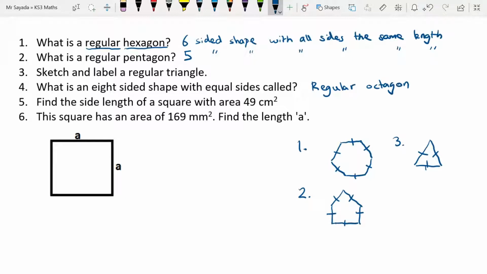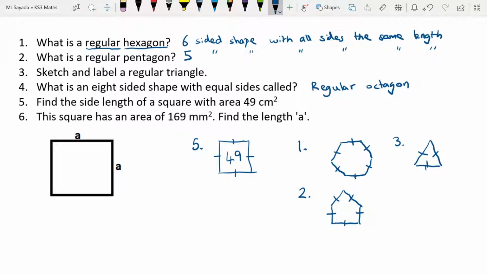Now let's do some calculations. So for question 5, we need to find the side length of a square with area 49 centimeters squared. So imagine you have a square, so it's got all four sides the same. The area is 49 centimeters squared. What is area? Say your answer to the video. You should have said area is the space inside a 2D shape.